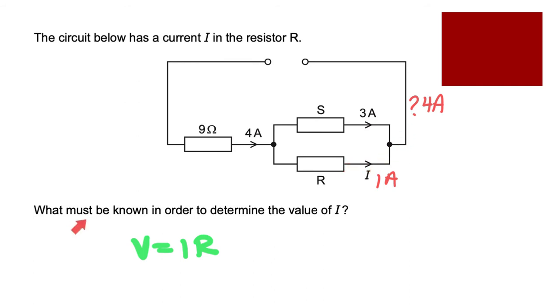So just to sum up, what must be known in order to determine the value of I? I just need to use Kirchhoff's current law. I actually don't need any additional information.